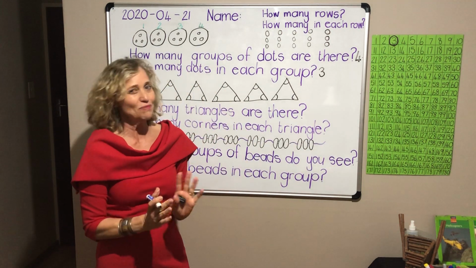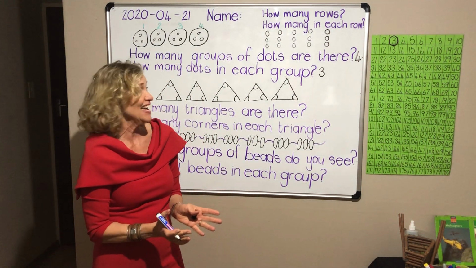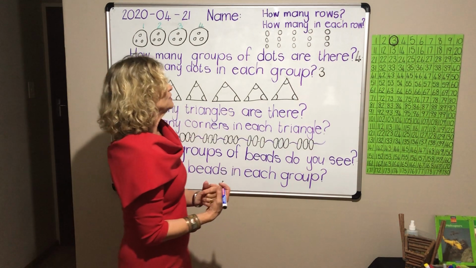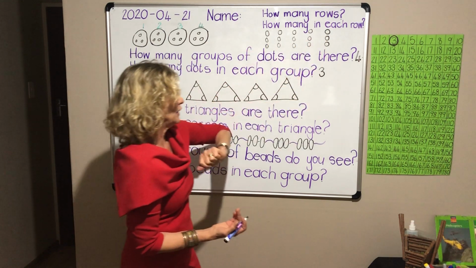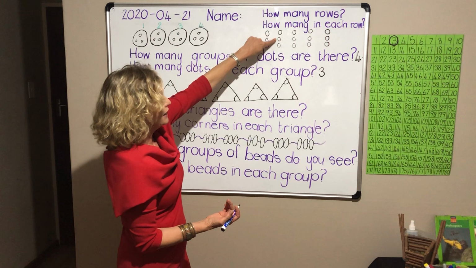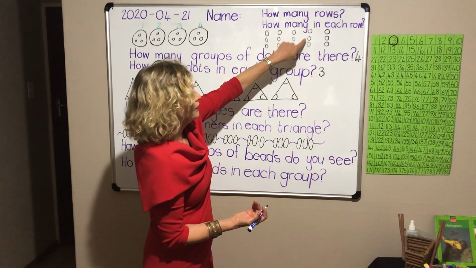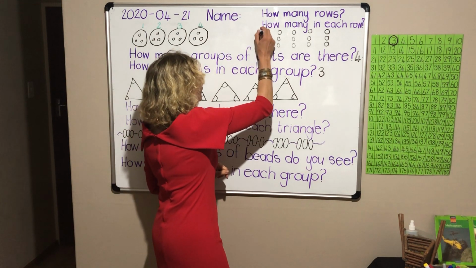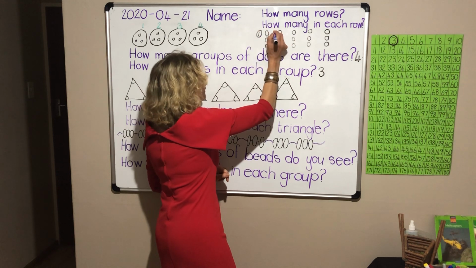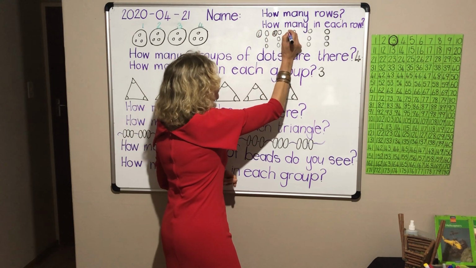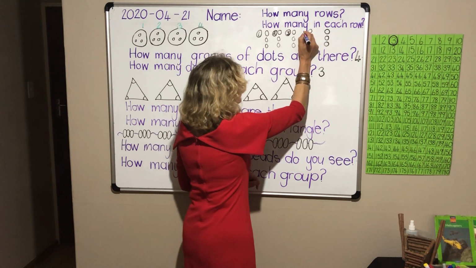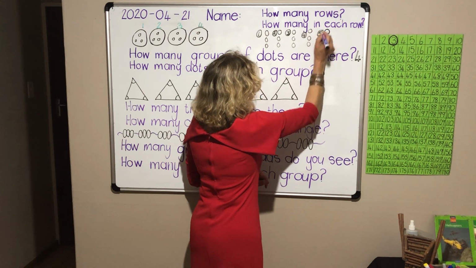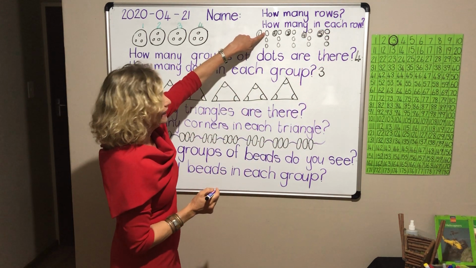And because we've done the skip counting game and we've been counting in 3s, I'm kind of excited about groups of 3 right now. So now we are going to see how many rows we have here. Now that's a row, that's a row, there's a row, there and there. So how many rows do you see? I see 1, 2, 3, 4, 5 rows.